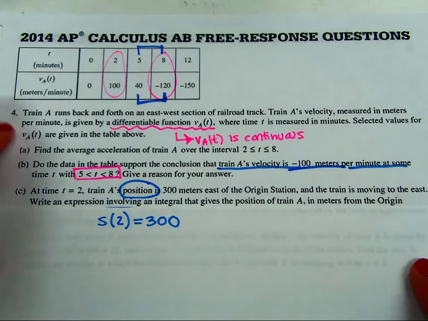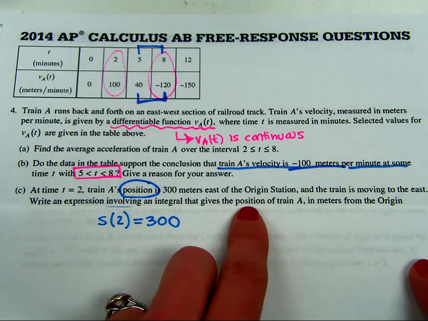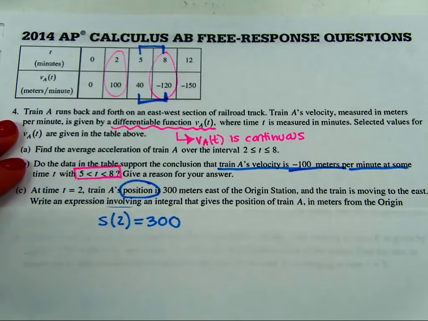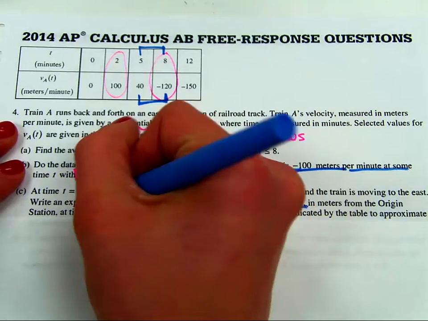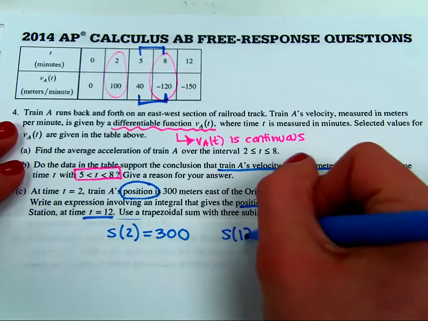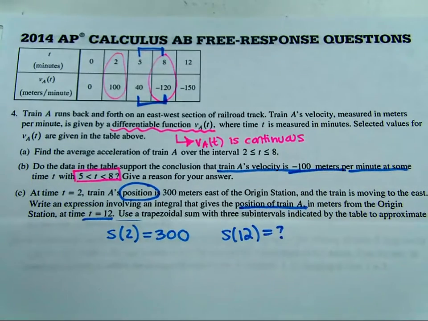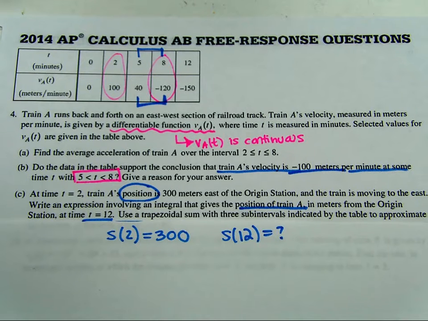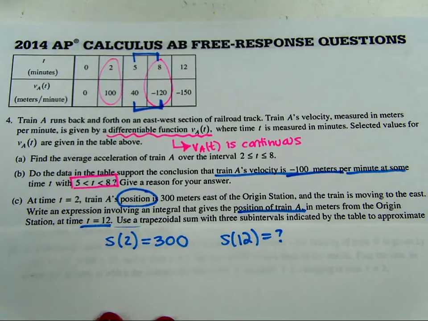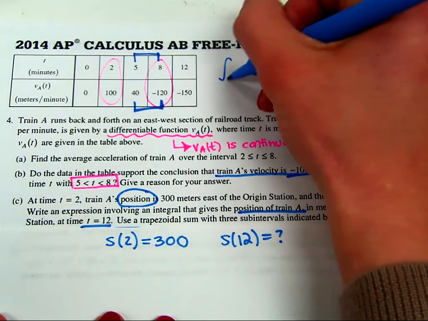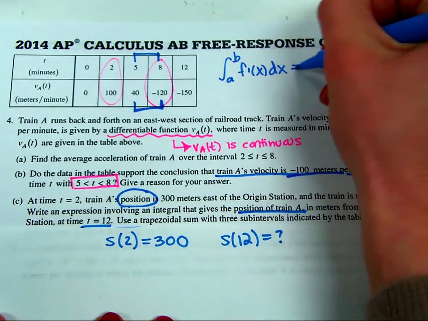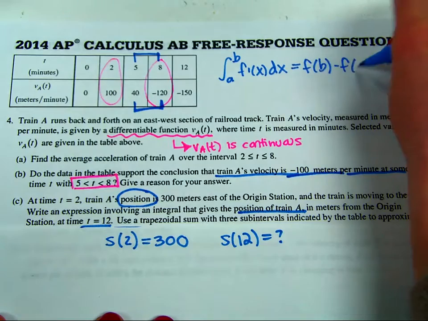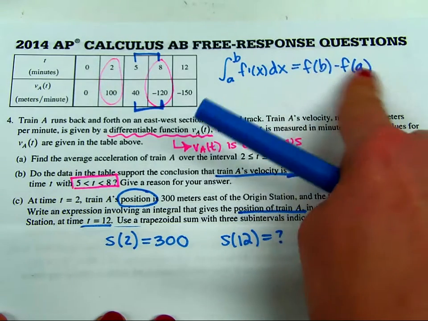That's the position. And it says the train is moving to the east. It says, write an expression involving an integral that gives the position of train A in meters from the origin station at a time of 12. So we want the position of the train at t equals 12. We want s of 12. If you're given one point, you want another. That's usually the fundamental theorem of calculus that we're going to use. You might even want to write yourself a note. Typically, the fundamental theorem of calculus looks like this: integral a to b of f prime of x dx equals f of b minus f of a.